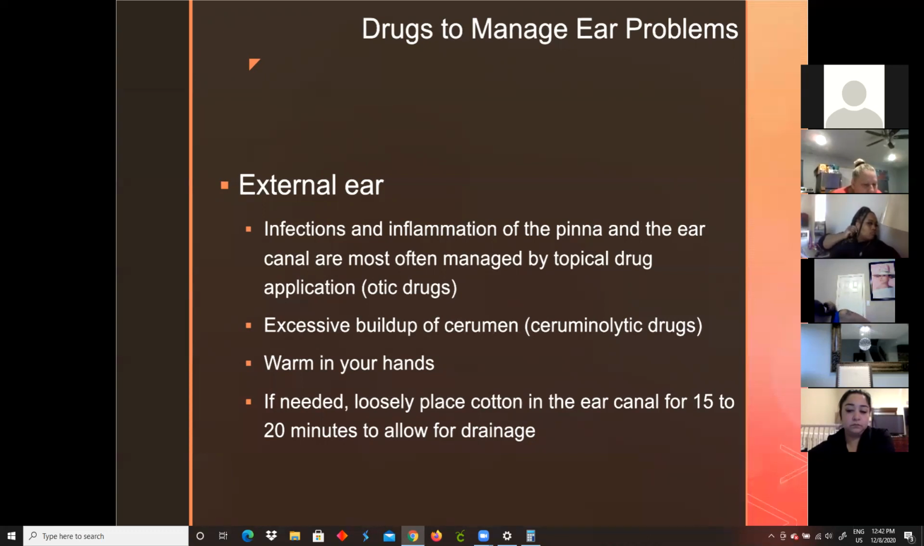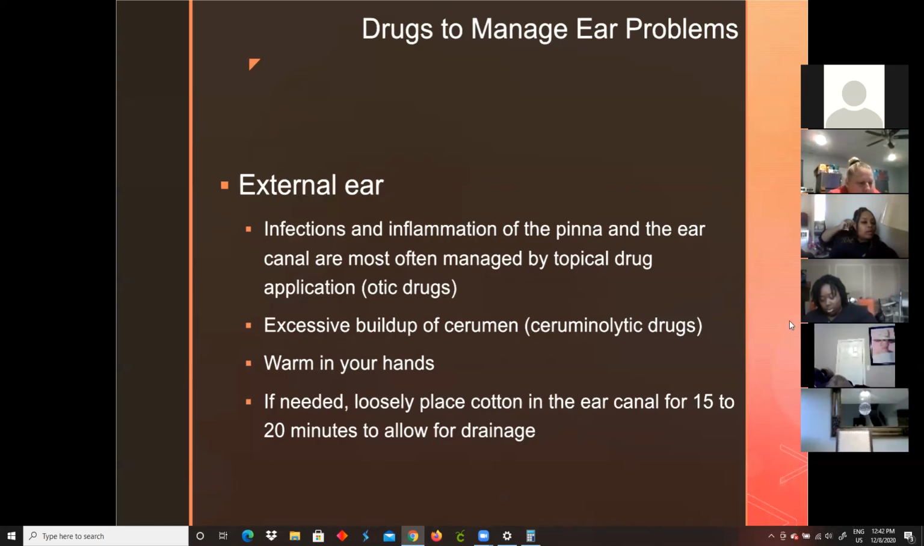Up and back. Over 3 or under 3? Over 3. Adults and kids over 3, you're going to pull the pinna up and back to administer those medications. If it is a child under 3 years old, you're going to pull the ear down and back. Okay.